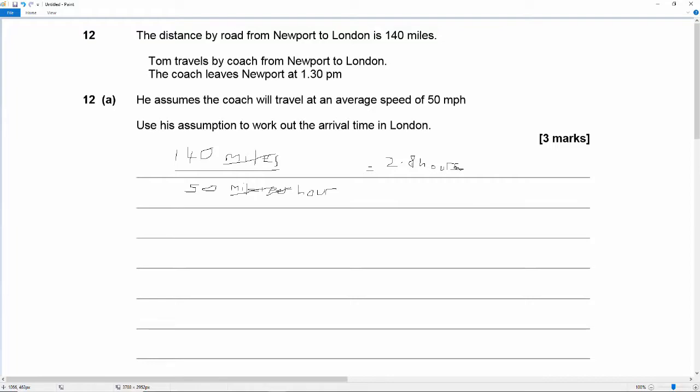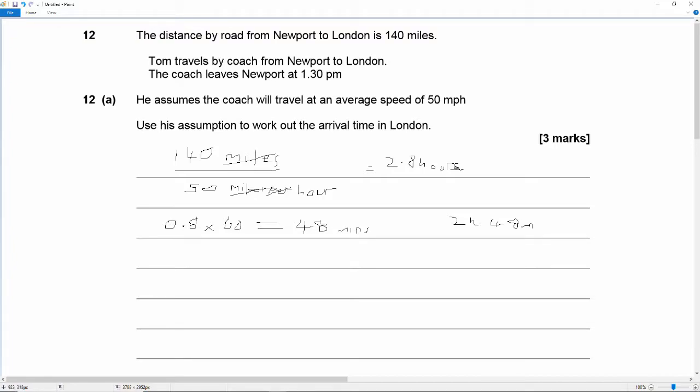But what's 0.8 of an hour? There's 60 minutes in an hour, so 0.8 times 60 is equal to, well, that's the same as 0.8 times 10 times 6, and 0.8 times 10 is 8, so that's 8 times 6, which is 48. So the time is 2 hours and 48 minutes.